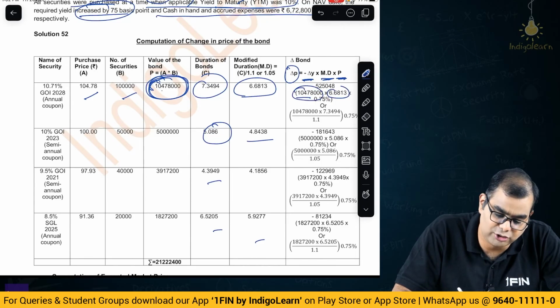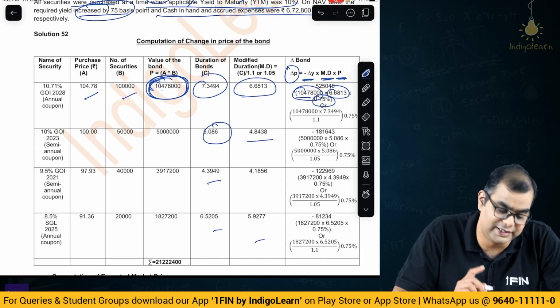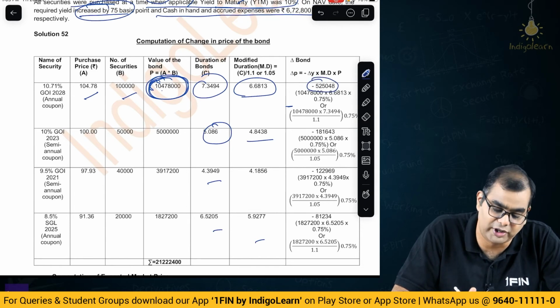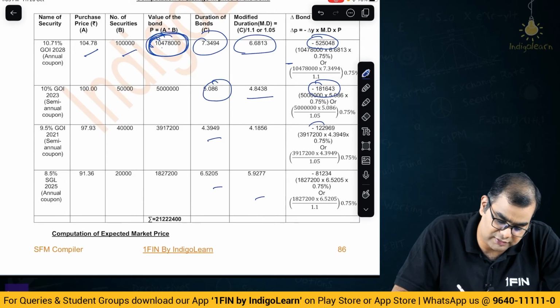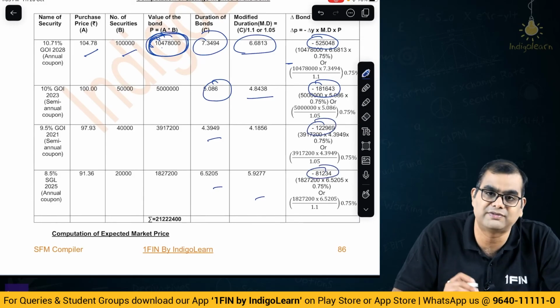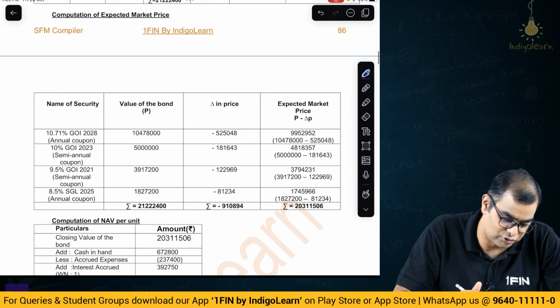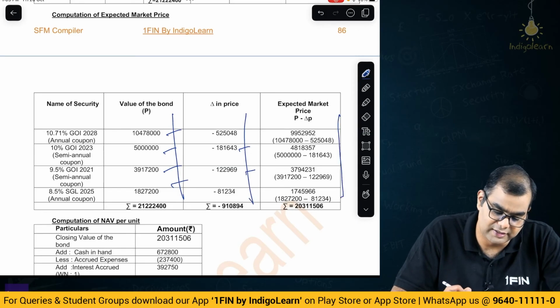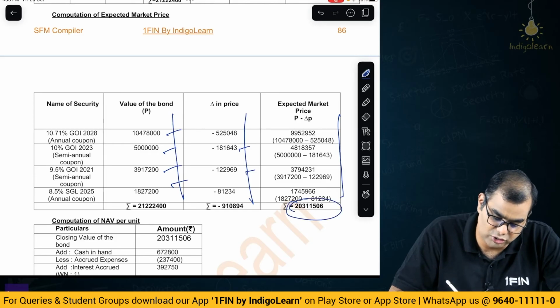1,04,78,000 is value of investment into the modified duration into 0.75%. So in all the cases, yield has gone up, so price will come down. So all of them, it is a minus. So the change in price or the change in the value of investment is computed here, which is minus 525,048. Same way you compute for all the other bonds also, you get minus values. So those are the total reduction in values. So this is the bond, this is the reduction in value of the bond, this is the portfolio, this is the reduction in value of the portfolio, and expected value of the entire portfolio post the reduction is this much.